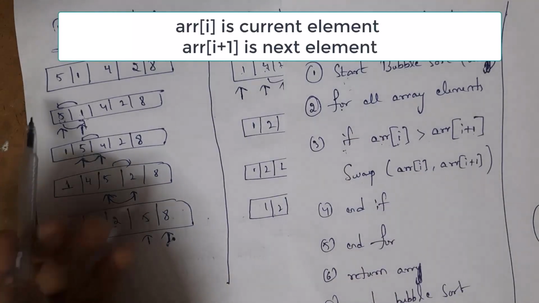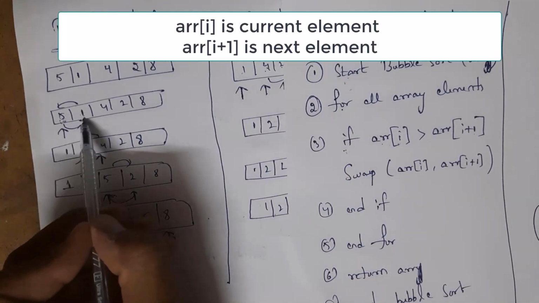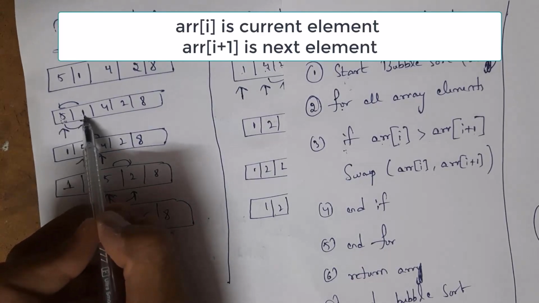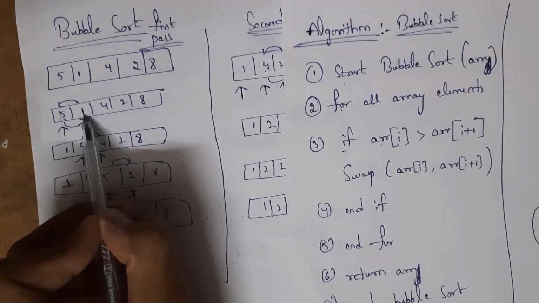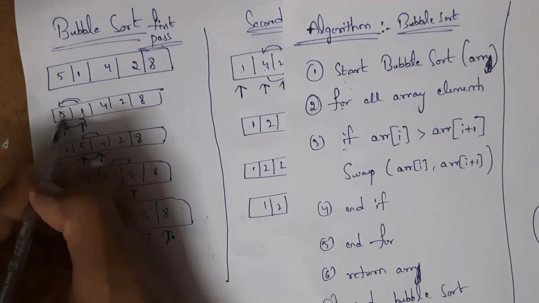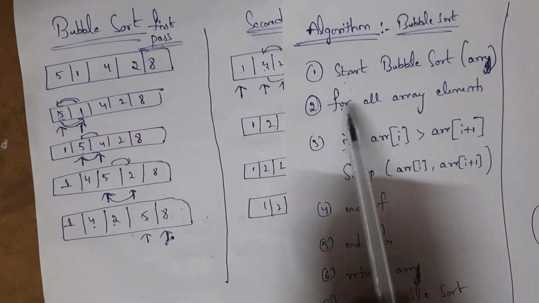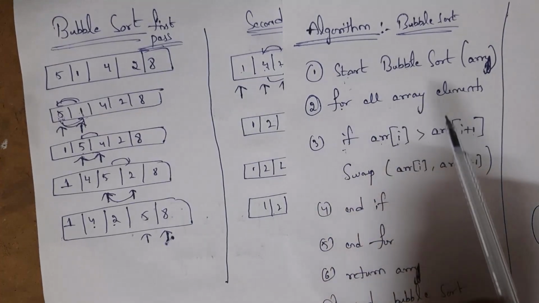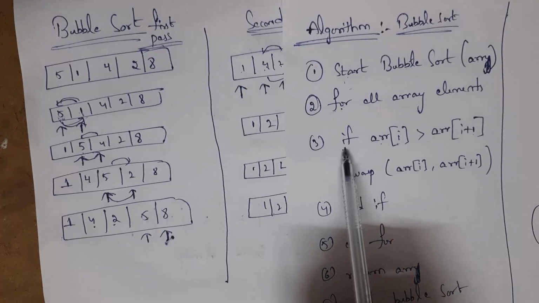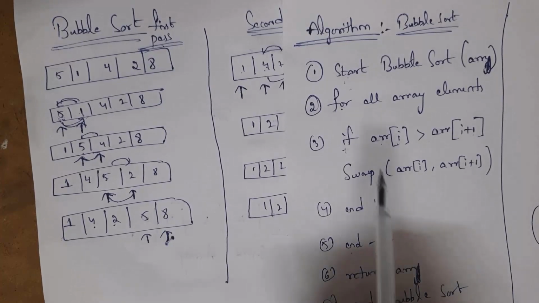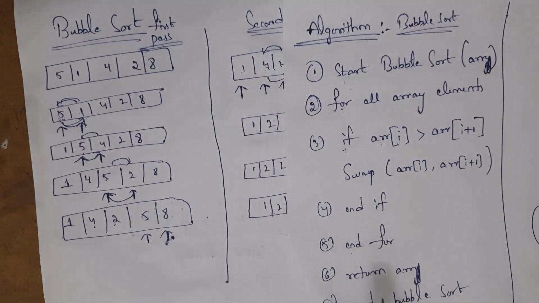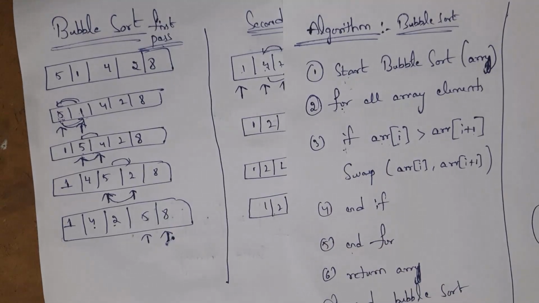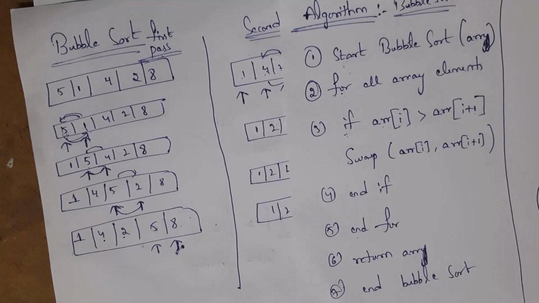If you consider this example, here first element is 5 and next element is 1. This 5 is greater than 1 because actually 1 should be first and after 1 there should be 5. These both are in wrong position. So we need to interchange these both elements. We need to perform this step for all the elements present in an array. We need to close this if condition. So step 4 is end if, and after that we need to close this for loop. So step 5 is end for. After that we need to return array, and at last we need to end bubble sort. This is the algorithm for bubble sort.